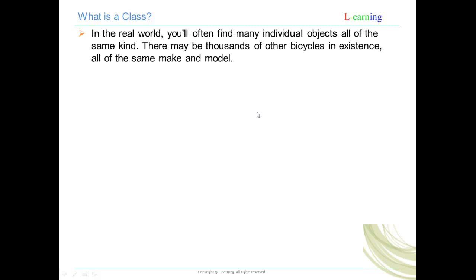What is a class in object-oriented programming? In the real world, you will find many individual objects of the same kind. You'll find thousands of bicycles in existence, all of the same make and model. You'll find many cars on the road, all of the same make and model. Here we'll highlight the important word model.